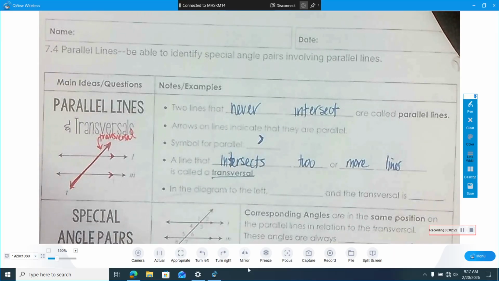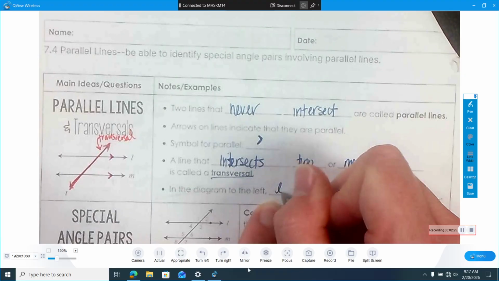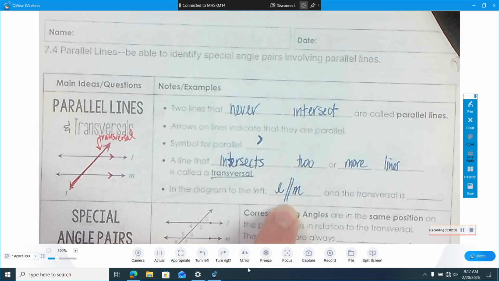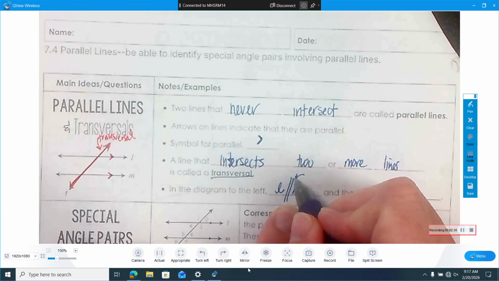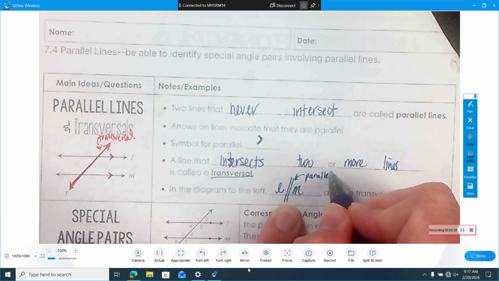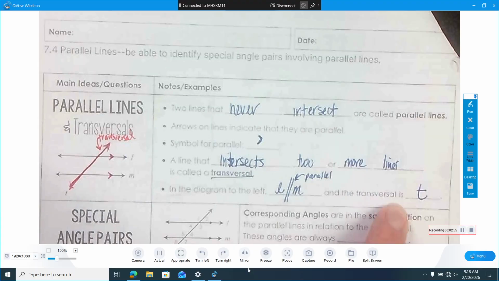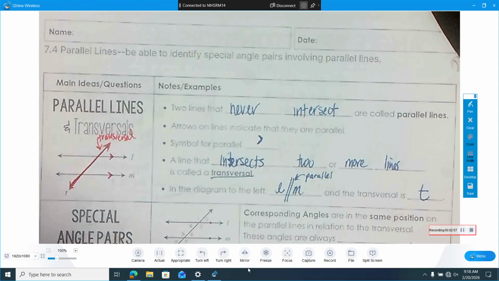In the diagram to the left, L is parallel to M. This is how we write that. These two little lines right next to each other mean parallel. We learn a lot of shorthand in geometry because there's a lot of writing, so we want to figure out the shortest ways to write things. Mathematicians are ultimately just lazy, all right, which is cool because you learn how to write things really shorthand. And the transversal is line T. So we have L parallel to M, and then the transversal is line T.